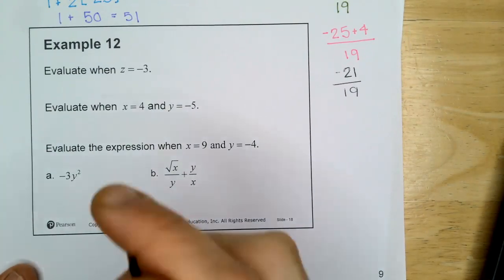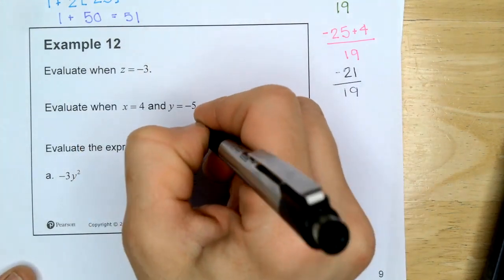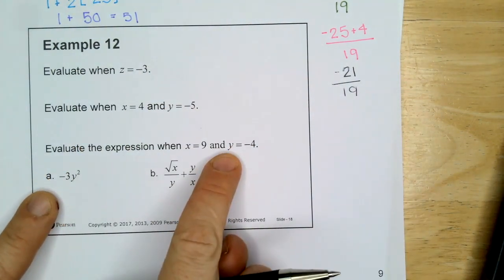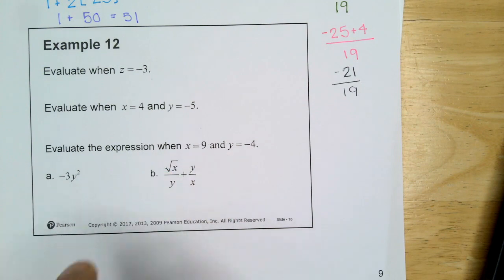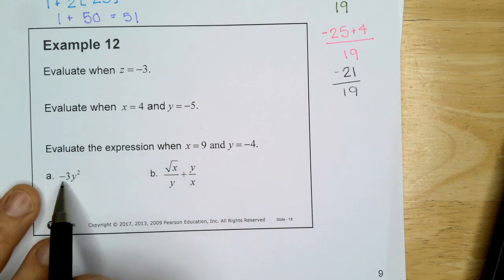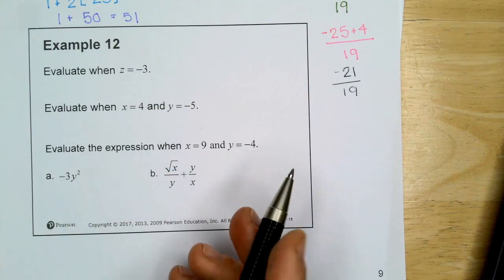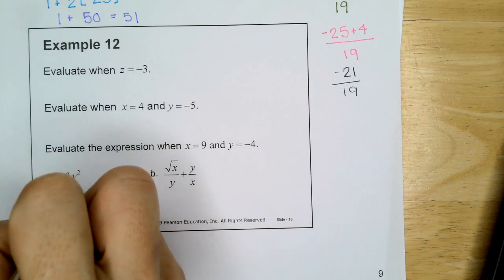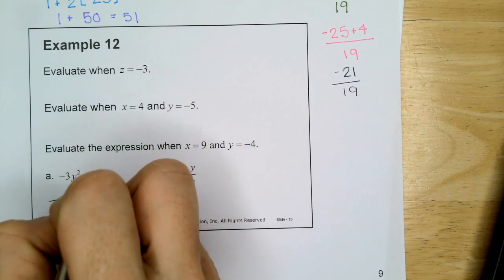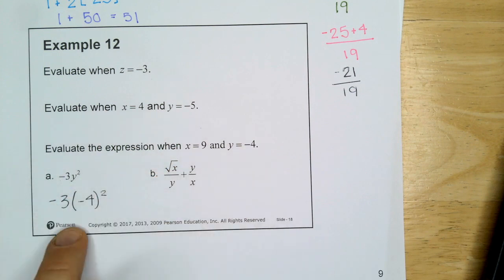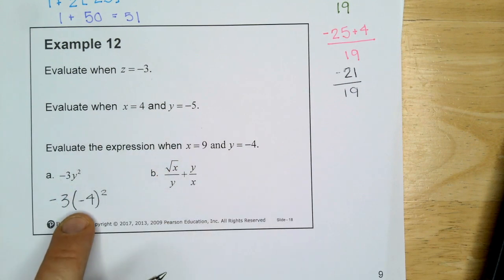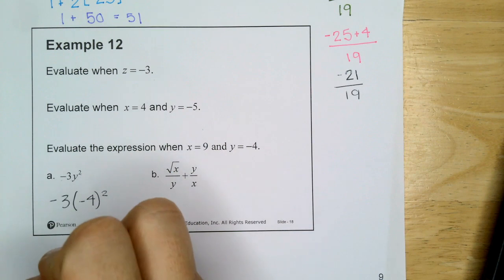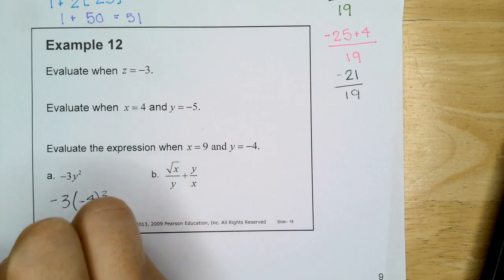All right. Ooh, last one. All right. I think this was a mistake. There's nothing here. Evaluate just means substitute, okay? Be very careful when you substitute. -3 times y squared, y is -4. So I'm going to call that -3 times -4 squared. Still following PEMDAS, okay? -4 squared is going to give me 16.